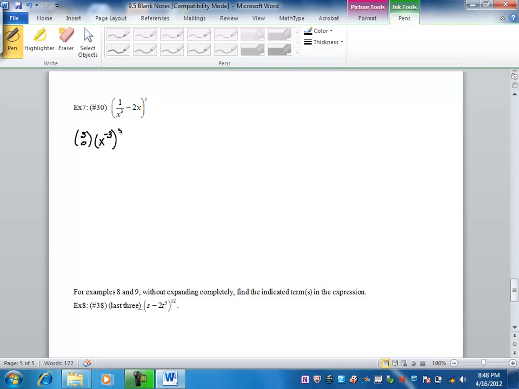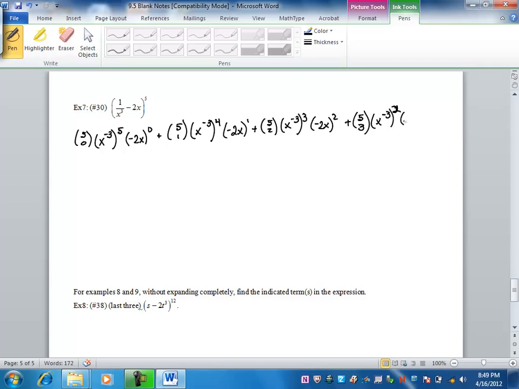x to the negative 3 raised to the 5, negative 2x raised to the 0, plus 5 choose 1, x to the negative 3 raised to the 4, negative 2x raised to the 1, plus 5 choose 2, x to the negative 3 to the 3rd, negative 2x squared, plus 5 choose 3, x to the negative 3 to the second power, negative 2x to the 3rd, plus 5 choose 4, x to the negative 3 to the first power, negative 2x to the 4th power, plus 5 choose 5, x to the negative 3 to the 0, negative 2x to the 5.